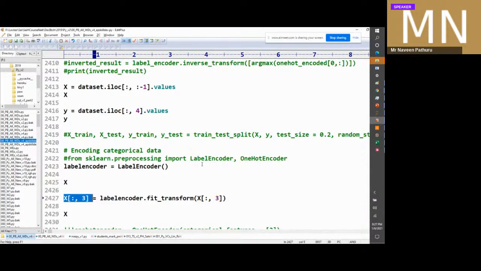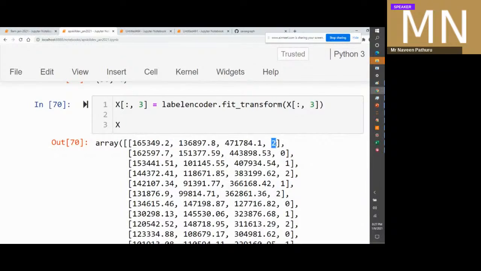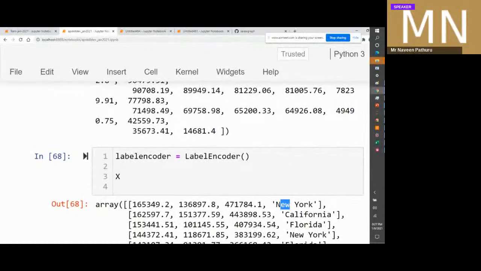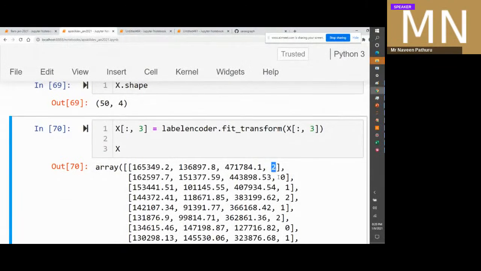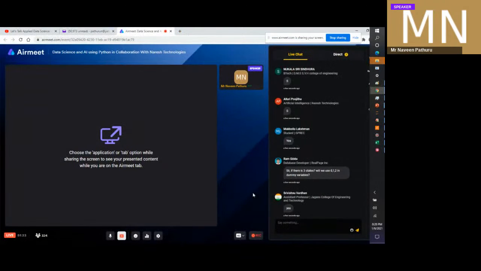You do label encoder dot fit. Fit, transform, fit are the same, guys. You do label encoder dot fit, it will do its magic, which is simple encoding. Now take a look at X. Notice we have 0, 1, 2. What is the first one? The first one is New York, the second one is California, the third one is Florida. So New York has become 2, California has become 0, Florida has become 1. This is called label encoding. Everybody with me, guys? Quick yes, please.